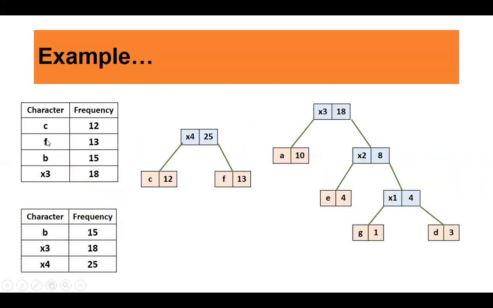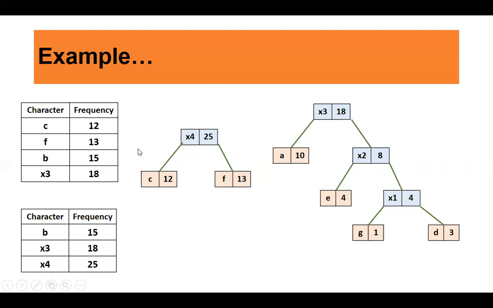Now you have character C and character F with the frequencies 12 and 13. So create an input node and combine them using a new internal node. Input node C with the frequency 12, input node F with the frequency 13, and these two nodes are combined using an internal node X4 with the frequency 25. This is nothing but the addition of 12 and 13. Right? So this tree is already existing, and this is one more tree that we have created.